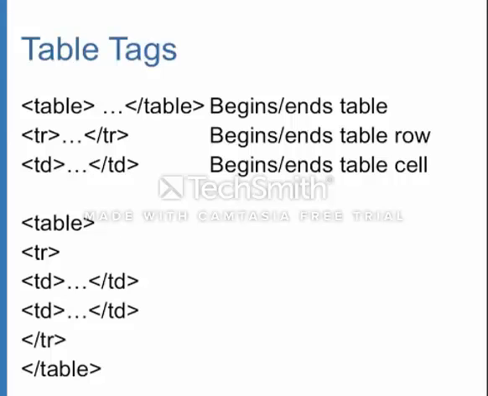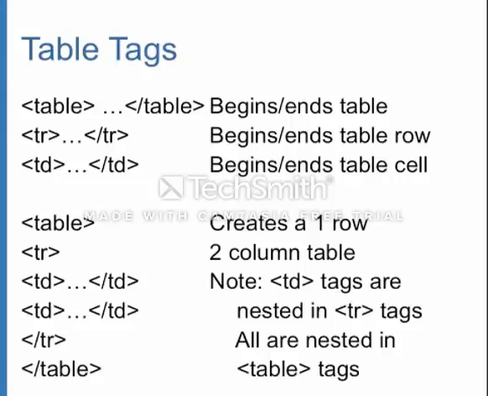And a typical table will look like the set on the bottom. Now this will create a 1-row, 2-column table, and I know that because there's only one pair of TR tags, but there are 2 pairs of TD tags. So the TD are nested within the TR, so notice that. Okay, so all the TD tags for that row are listed within that row, and all of those are nested within the table tags. Okay, so table, TR, TD, three items that used together in various ways really can help you organize a web page and organize your information.